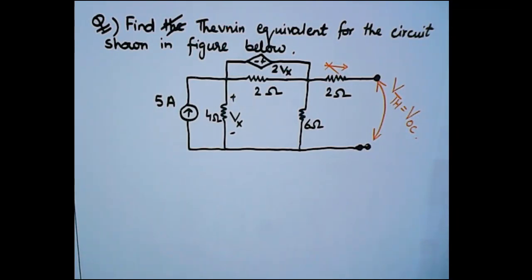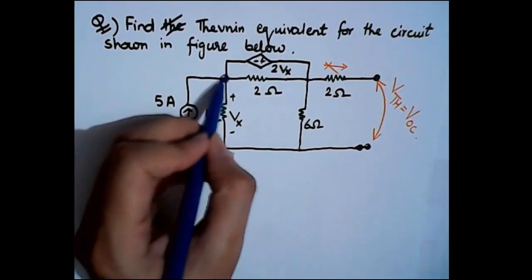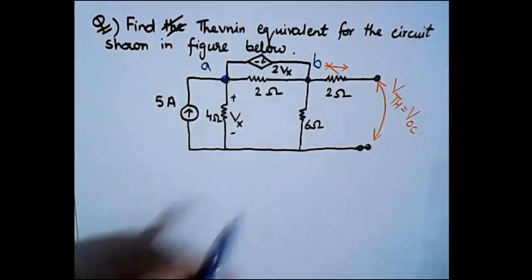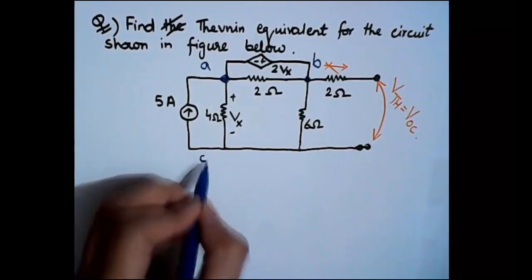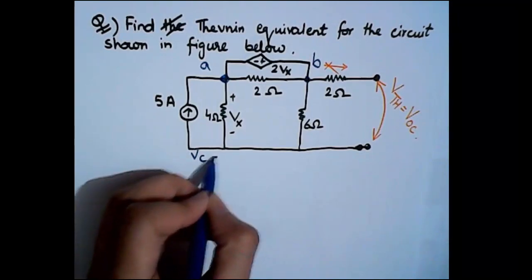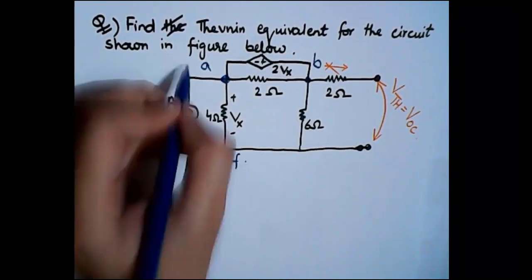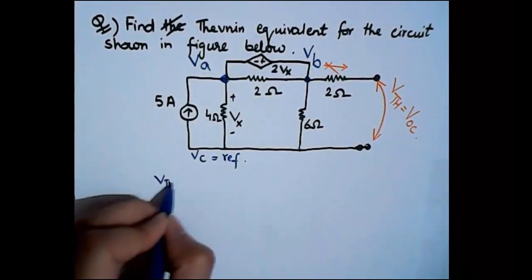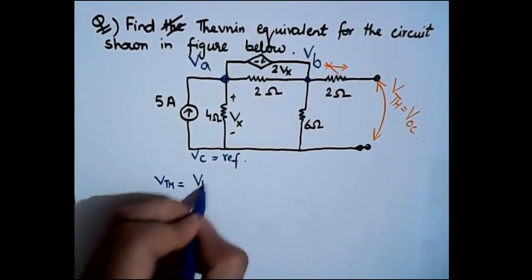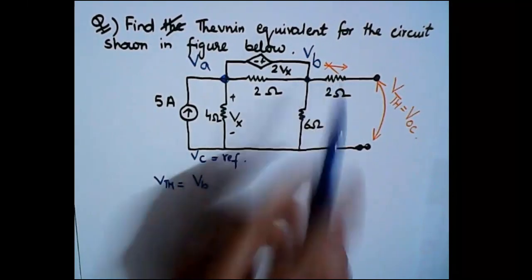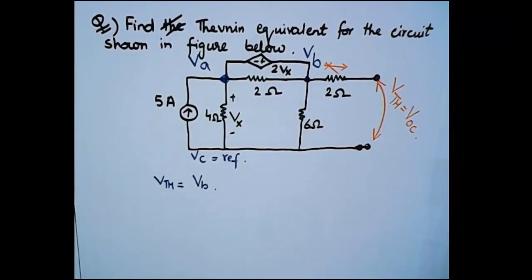Which means that if we are checking the nodes of the system, this is node A, this is node B, and this is node C, with voltage Vc equal to the reference voltage. This one is the voltage Va and this is the voltage Vb. So we know that VThevenin is equal to Vb. Why? Because there is no current through this resistance, right? So I hope it's clear now.